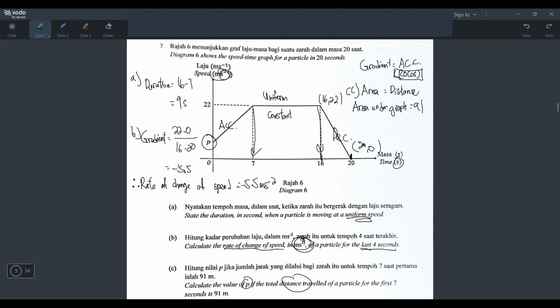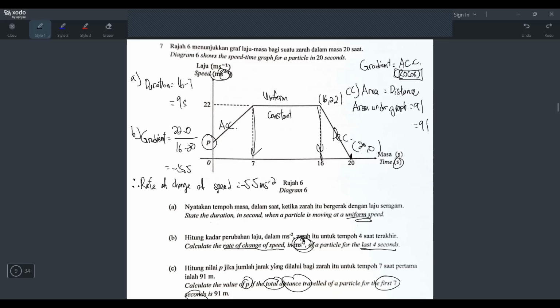Because they say distance is 91. So in a speed-time graph, we find distance using area. If they say distance is 91, the area is 91. But you have to read the question. Sometimes they don't want the whole journey, only part of it. For example, in this question they use the word total, but it's not this part plus this part plus this part. If you read carefully, they say only for the first 7 seconds.